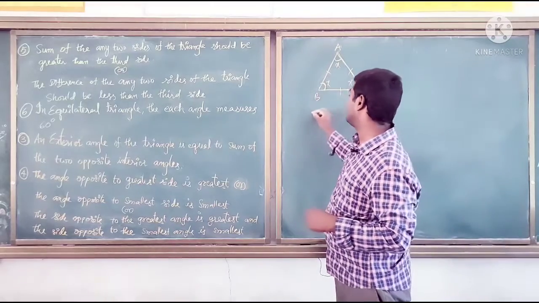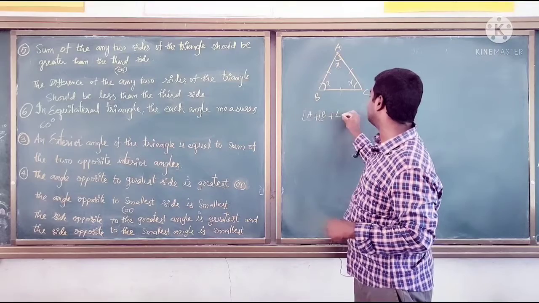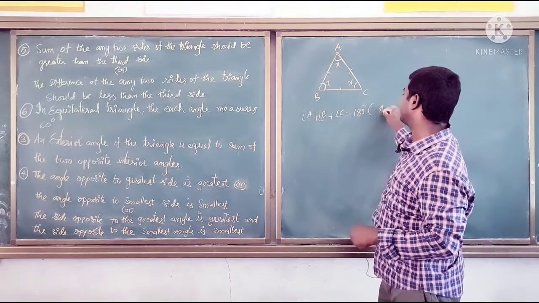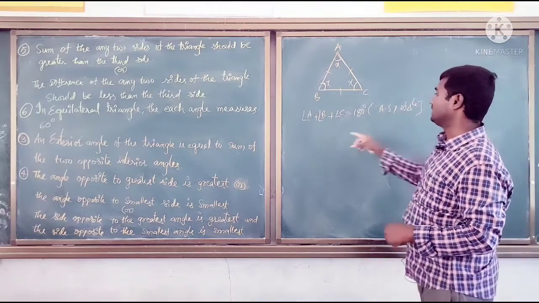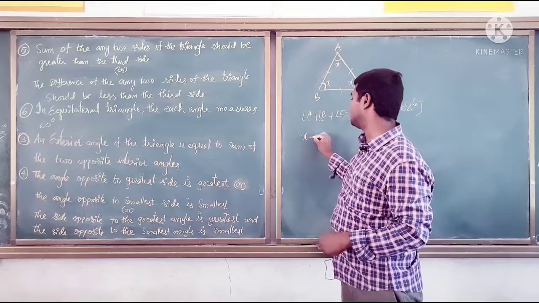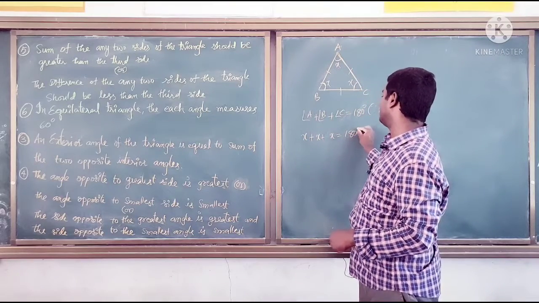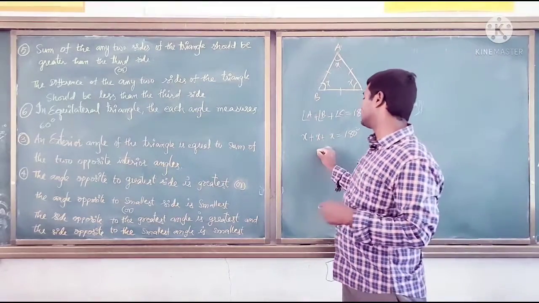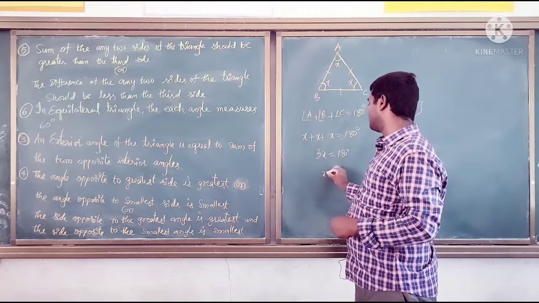Then the sum of these three angles, angle A plus angle B plus angle C, equals how many degrees? 180 degrees, because of the angle sum property of a triangle. Angle A is x degrees. Angle B is x degrees. Angle C is x. So x plus x plus x, 3x, is equal to 180 degrees. Then x is equal to how many degrees?